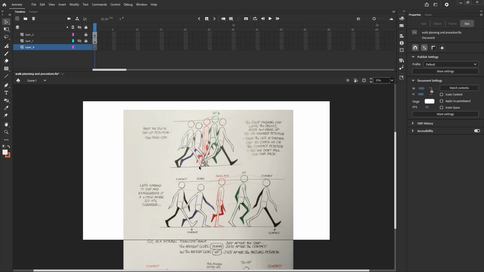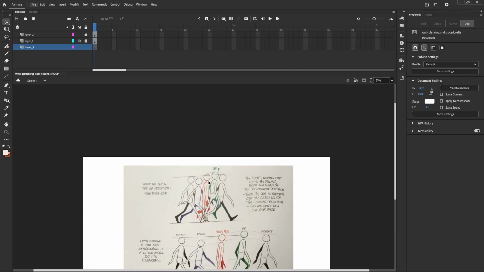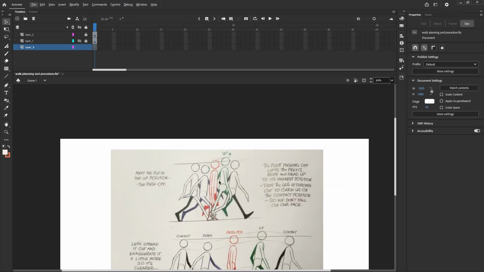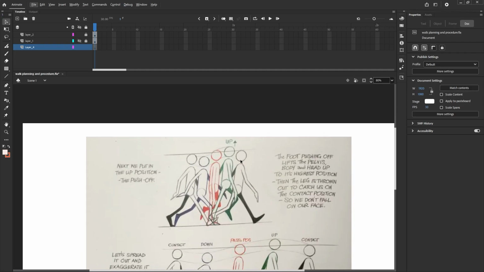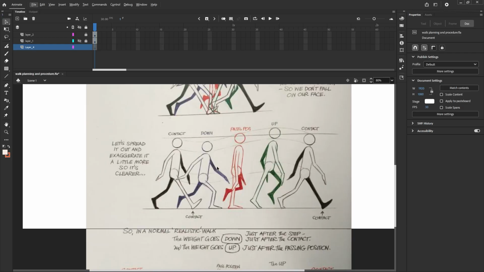See, this is the sheet, and the pose planning is created and provided by Richard Williams. These are the poses actually. In a human walk, generally this is the pattern we have to follow. First we'll understand this.